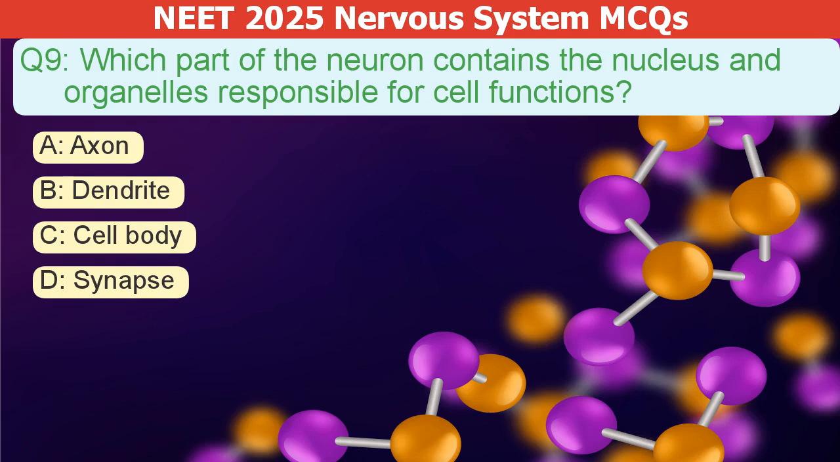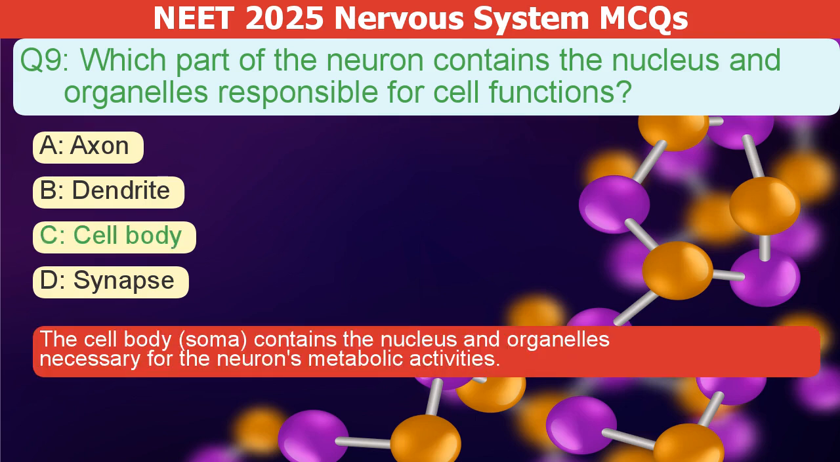Which part of the neuron contains the nucleus and organelles responsible for cell functions? A. Axon. B. Dendrite. C. Cell body. D. Synapse. The correct answer is C. The cell body, or soma, contains the nucleus and organelles needed for the neuron's metabolic activities.